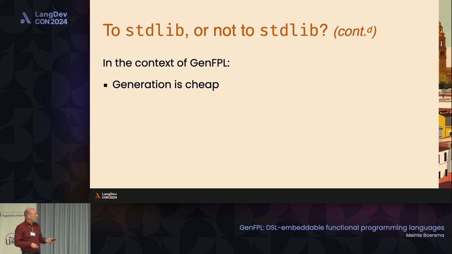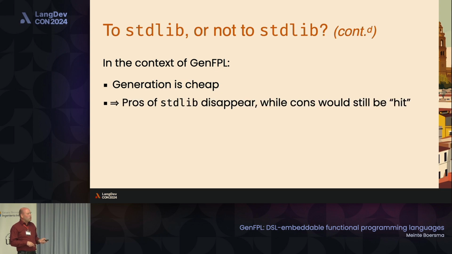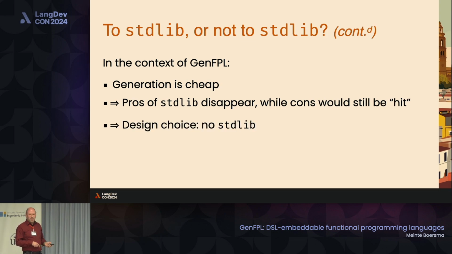So for GenFPL, generation is cheap, cheaper than hallucination, apparently. So all the advantages of having a standard library pretty much disappear, while the disadvantages are still there. So I chose no standard library. If I have an operation for, let's say, an array, I will just generate a concept in a meta model for that, and not have a generic concept for list operations in the meta model and a standard library backing that.